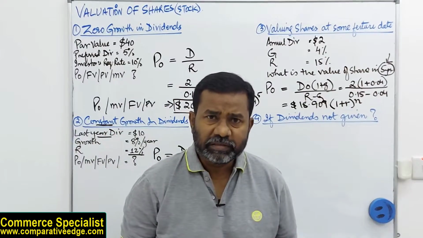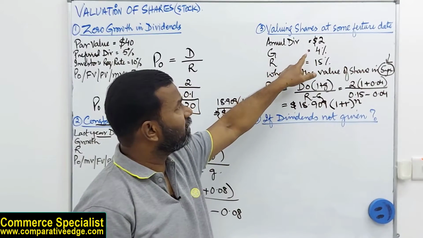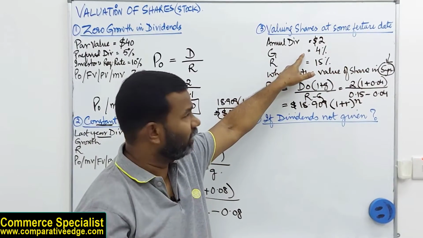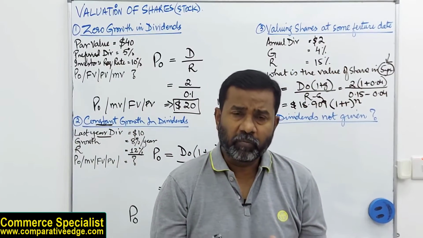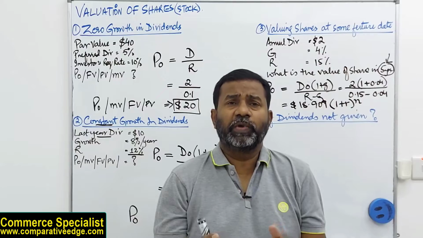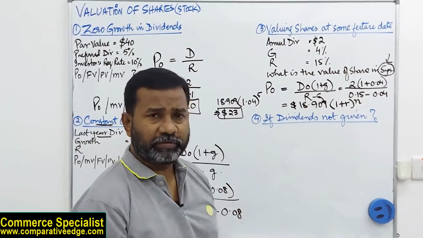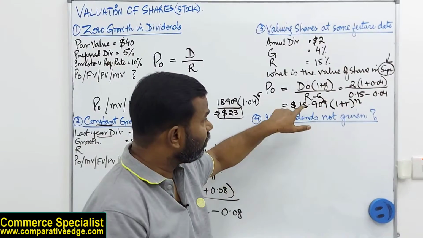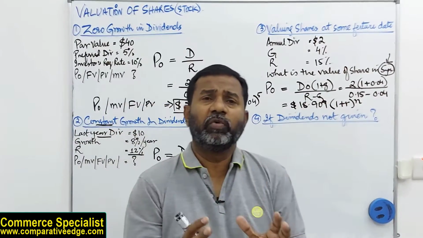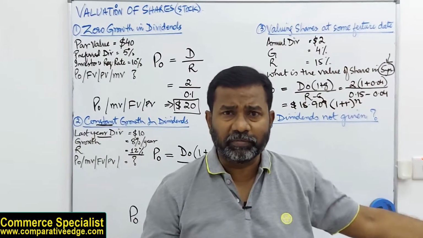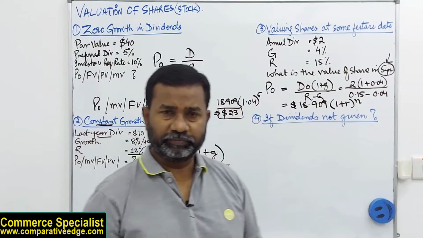Which means if the last year's dividend paid was $2, the dividend is growing 4% every year, and the investor's required rate of return is 15%, how much should you be paying for the shares right now? You should be paying $18.9. And this share which you're buying today for $18.9, what will be the value and worth of the share in 5 years' time? In 5 years' time, it will be $23.